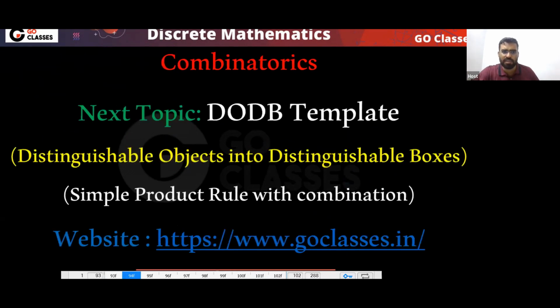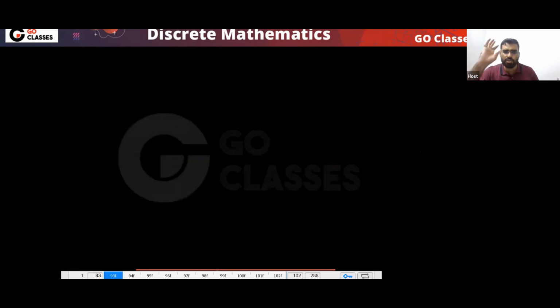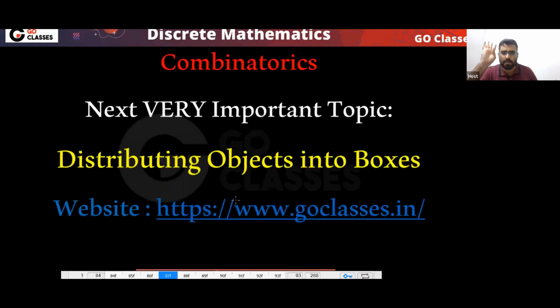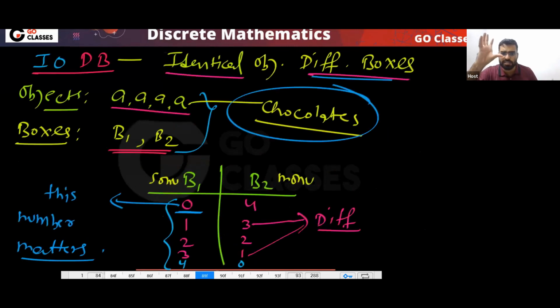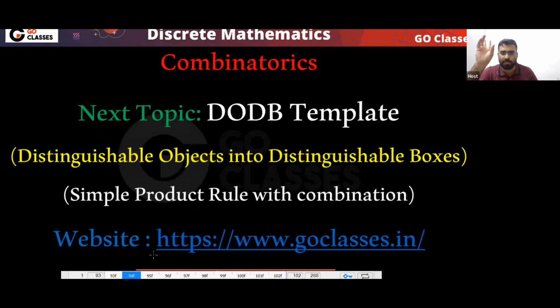Now one by one we will study all the templates. But did you understand all the 4 templates? What is the difference between them? Total 4 templates we have. Now let's start with the first template, that is DODB. It simply means different objects, different boxes.